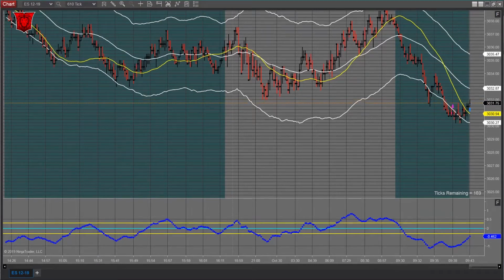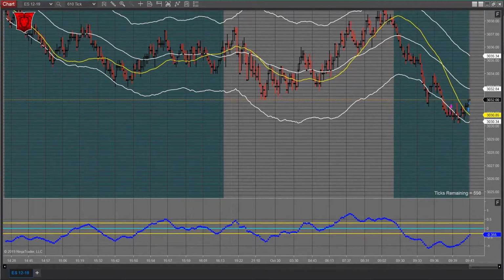That was an aggressive move, so that's the reason why I took that. So I'm going to try to not be that aggressive anymore. That was a 1 point or 4 tick loss. So let's see.